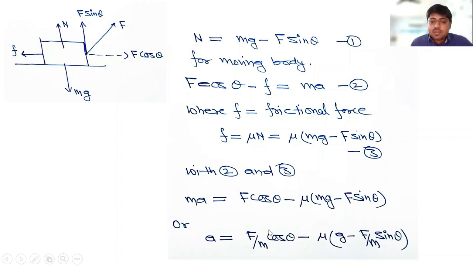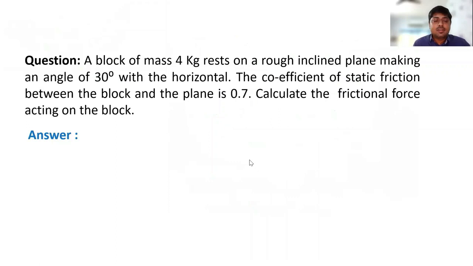In this problem, the values of force, mass, or theta were not provided. So we can write acceleration in this form, and this is our final answer.